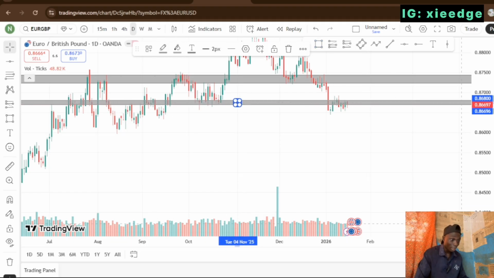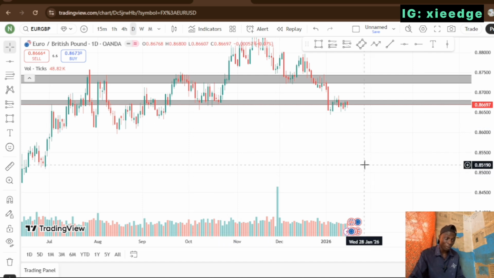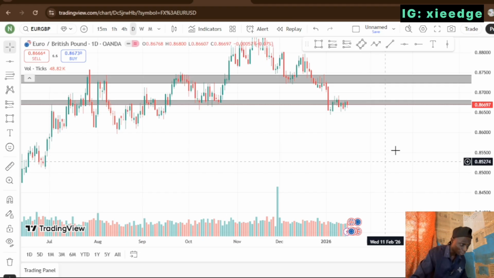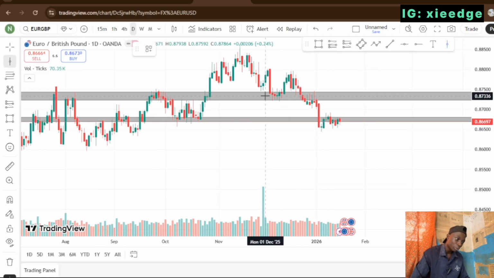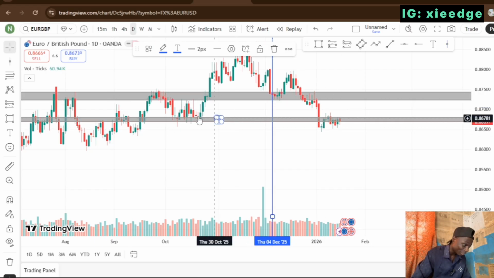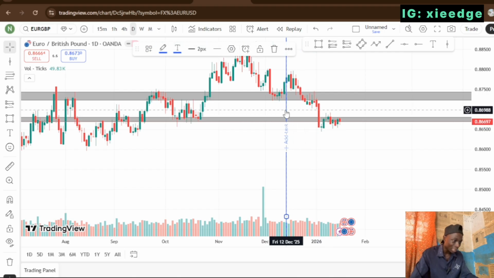Simple trade. Don't forget you are on the daily time frame. Since the market is bearish overall, what should we be looking for? We should be looking for sell. So let's say the market is right here. Let me shift this thing to this side. And the market has come to this zone.